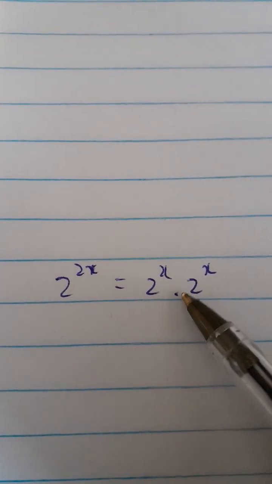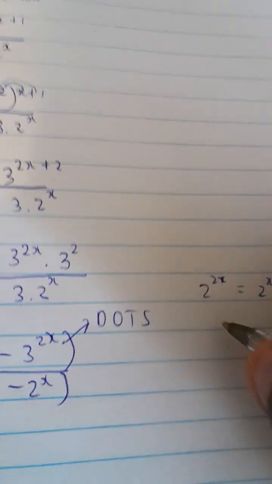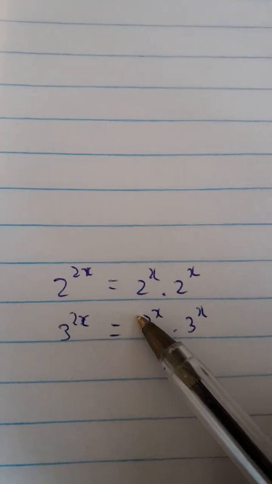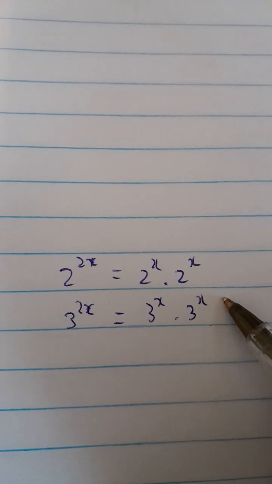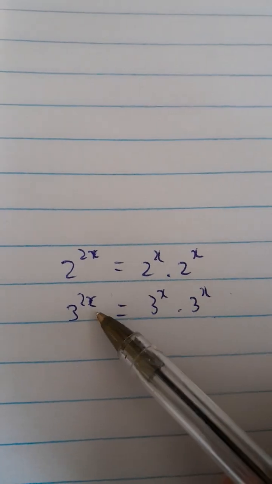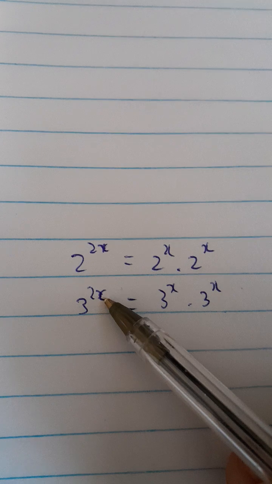2 to the power 2x can be written as 2 to the power x times 2 to the power x. 3 to the power 2x can also be written as 3 to the power x times 3 to the power x. Remember, when the bases are the same, what do we do to the exponents? We add them. So if we add these two, we get 2x back. We keep the base and we add the exponents to get 3 to the power 2x.